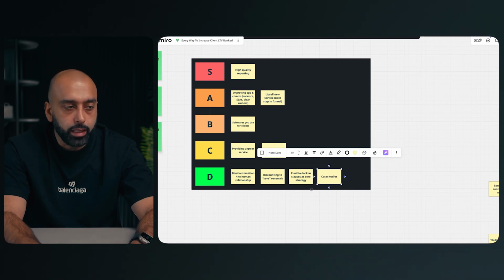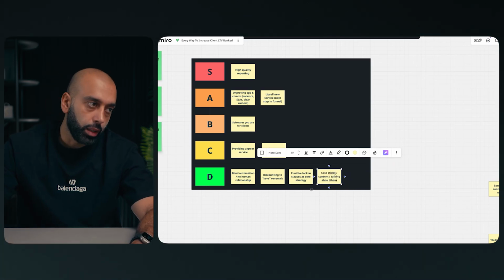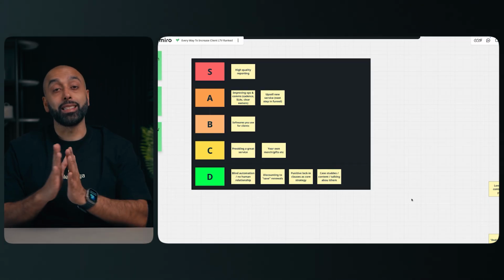Case studies, content, talking about them. One thing that will not make you sign the best clients is if you do this, and this has happened to me. You work with an agency, and 7 days later they're posting a case study on LinkedIn of how they helped this client do X. It's so cringe. Firstly, you have to wait, and make sure a relationship is built enough that you can do that. And you should be asking the client if it's okay to do that. It's one of the worst things you could do.